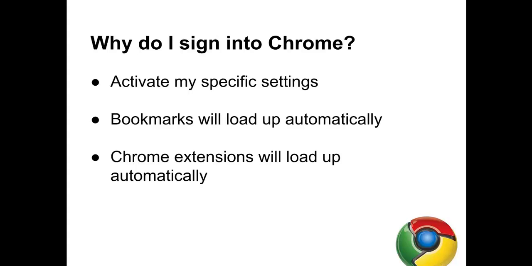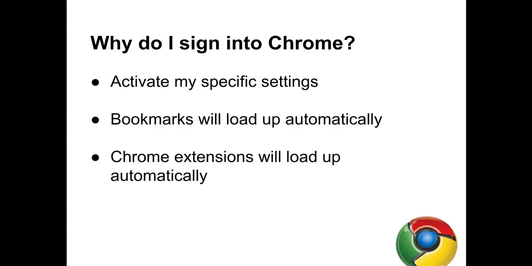So any bookmarks that you have on one machine in Chrome, when you sign into Chrome on another machine, those bookmarks come with you. In the past, whenever you bookmark things to a computer, it was always tied to that computer. But with Chrome, those bookmarks are saved to the cloud, and then when you sign in, those things come up with you. And then any Chrome extensions that you like to use, and we're going to talk more about those if you don't know what those are, those will also load up automatically.